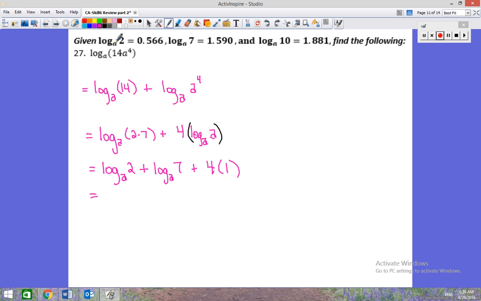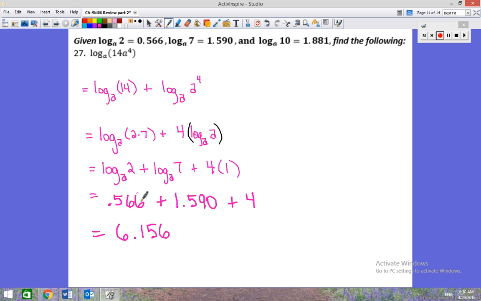Log base A of 2 is given to me as 0.566. Log base A of 7 is given to me as 1.590. And I know that 4 times 1 is 4. So I can use my calculator and add these guys up. Just be careful not to make any keystroke errors. All right, if I've keyed that in correctly, I get 6.156.